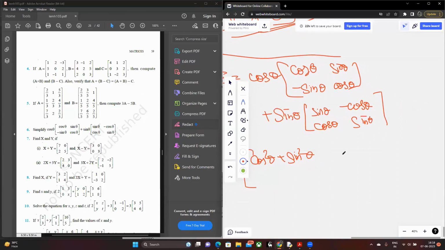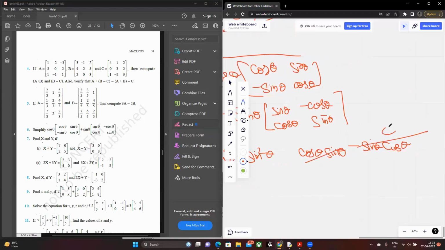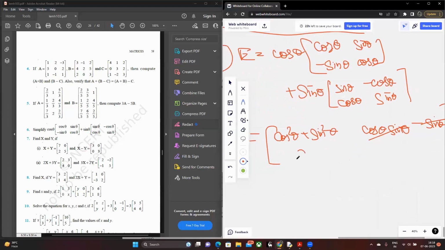This is going to be cos theta sin theta minus sin theta cos theta. This is going to be 0. Similarly, over here is going to be 0 because it's minus cos theta sin theta. This is going to be plus sin theta cos theta.